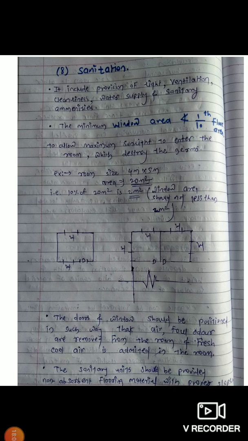The sanitary units should be provided with non-absorbent flooring material with proper slopes, dado on the walls and continuous water supply. These points are related to the bath or WC. We need to provide non-slippery, non-absorbent tiles on that floor.